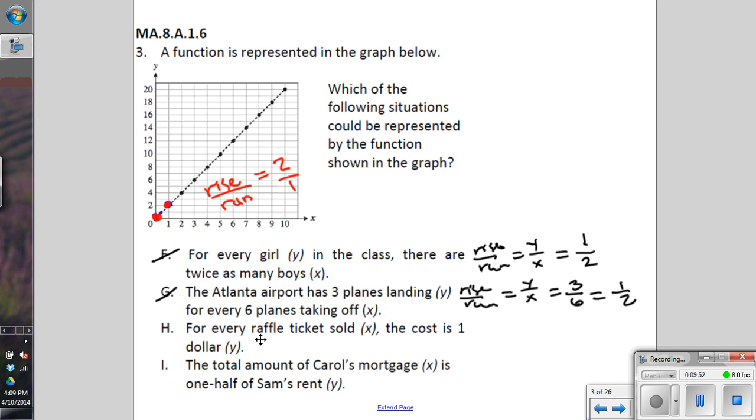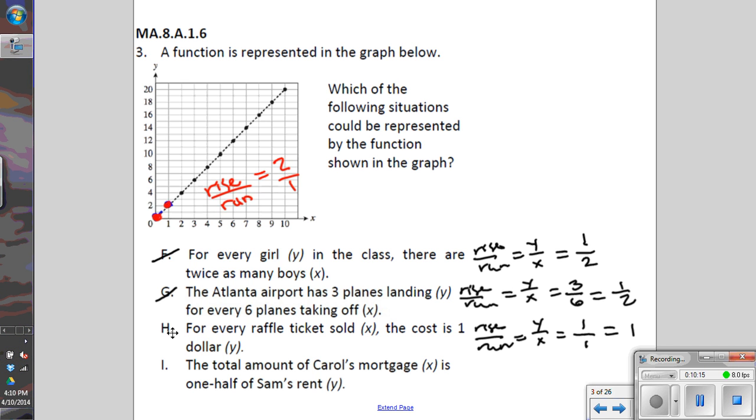H, for every raffle ticket sold, X, the cost is $1. So rise and run. This time they try to trick you a little bit by giving you the raffle tickets sold first. But we know that the run is always the X, so it's still going to be at the bottom. But the cost is still 1 anyway, so it really didn't matter. So 1 over 1 is 1. But again, it's not 2 over 1, which is what we're looking for.